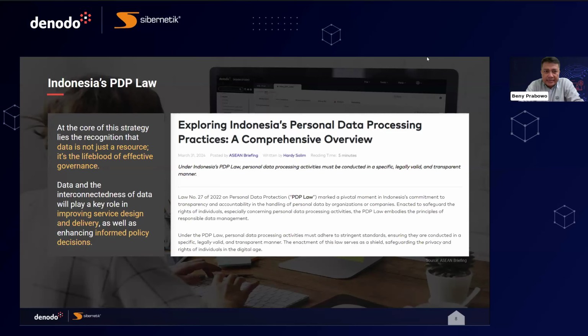In this article from ASEAN Briefing, the PDP law marked a pivotal moment in Indonesia's effort to protect personal data. It enforced a principle that all personal data processing must be conducted in a specific, legally valid, and transparent manner. This means organizations must follow strict standards to ensure individual rights are respected, particularly in how their data is collected, used, and shared. The law is a significant step forward in building digital trust in Indonesia's evolving data landscape.